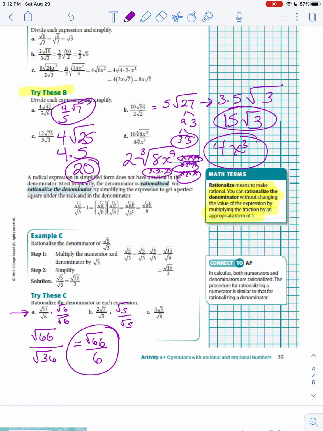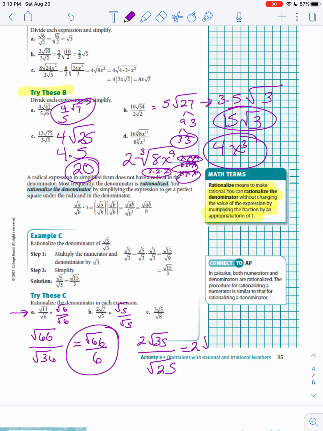That's the appropriate form of 1. Root 5 over root 5 is 1. So 2 times root 7 times root 5 is going to be 2 root 35. And on the bottom, you get root 25, because it's 5 times 5. Well, root 25 we know is 5. So we get 2 root 35 over 5.